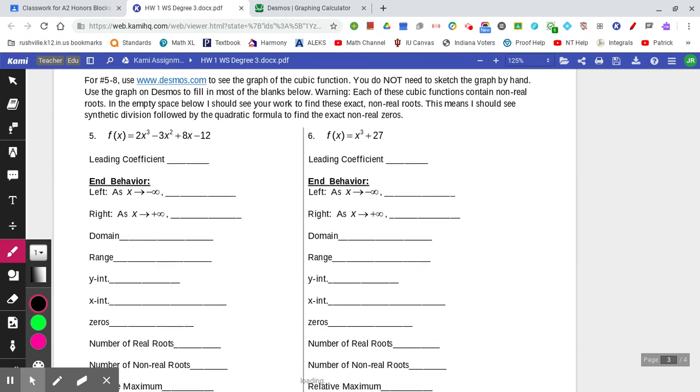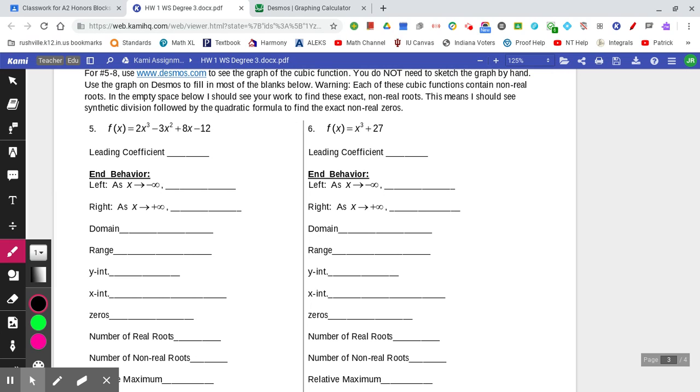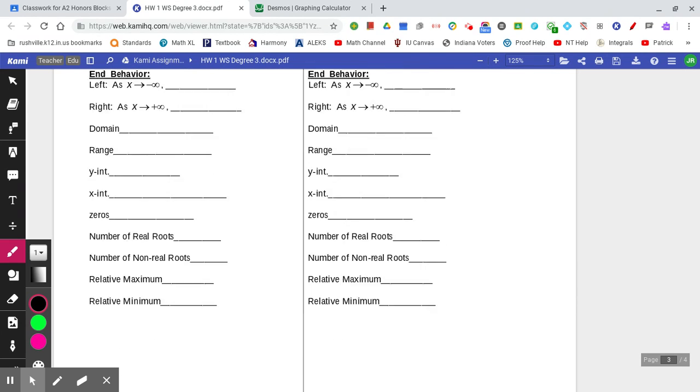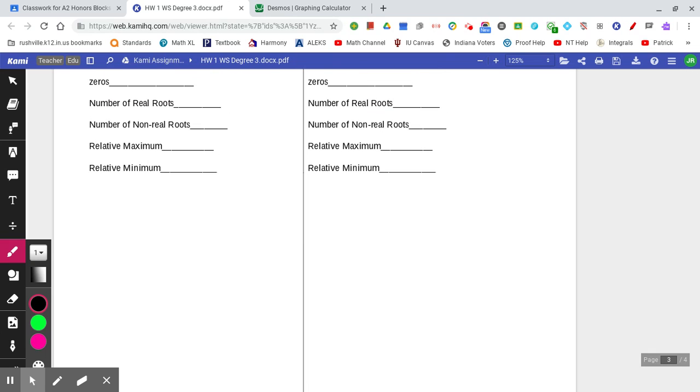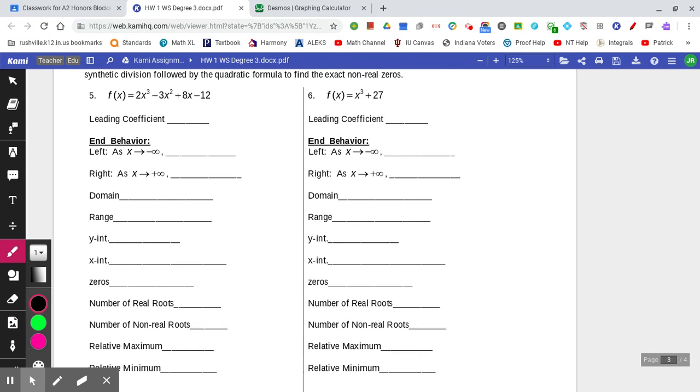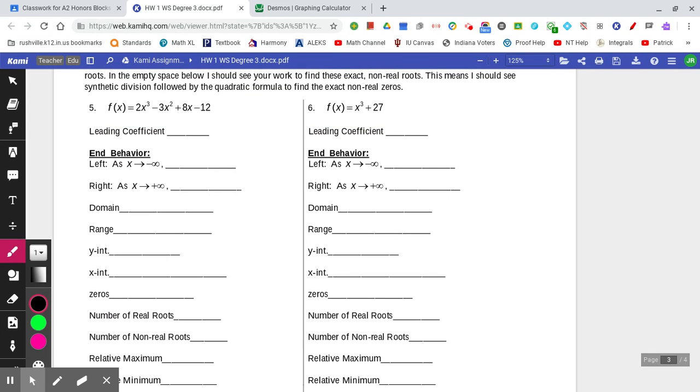So 5, 6, 7, and 8, you can read through the directions for it, but these are going to be a little bit different. You can see that it starts off the same way, but rather than having a graph to sketch, now we have some workspace because there's going to be some work that we do by hand. So the first thing that you're going to do, just like with the last one, is you can graph this into Desmos, but you're going to pay attention to the leading coefficient, and you're just going to identify the main characteristics of this graph.